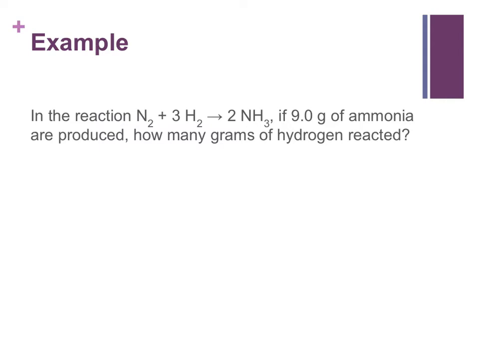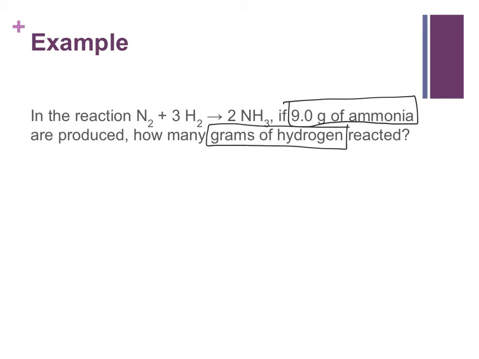Alright, so let's try one more example, and this one's a little bit more complicated. We have the same reaction, but we've got 9.0 grams of ammonia being produced. How many grams of hydrogen reacted? So we know we're given 9.0 grams of ammonia, and we want to find the mass of hydrogen.